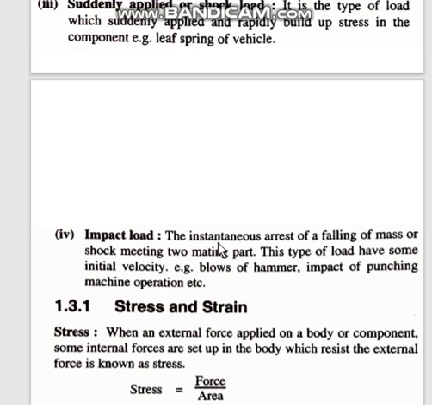Like hammer blow, that is impact load: the instantaneous arrest of a falling mass or shock meeting two mating parts. This type of load has an initial velocity, like a blow of a hammer or the impact of punching machines. Suddenly, with force, it comes and hits, like in a drop hammer or something like that. If it comes and hits, then it is called impact load. These are the four different types of loads.